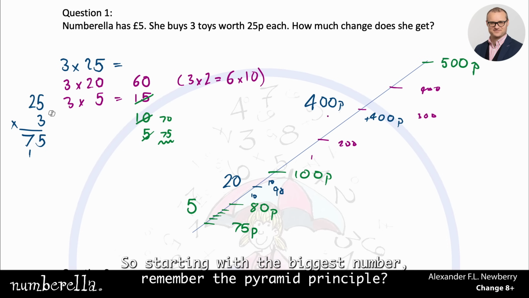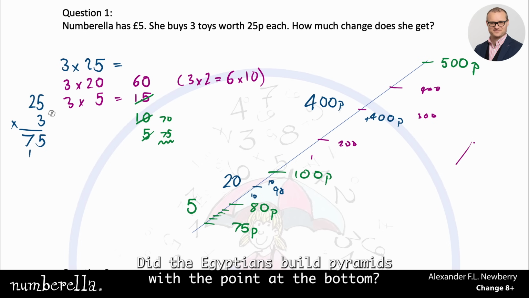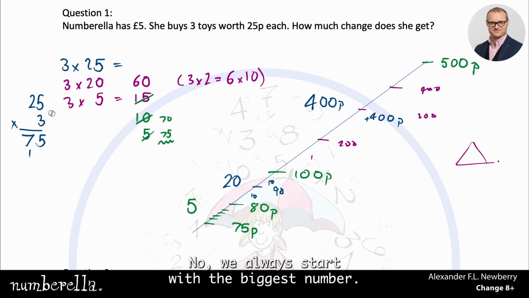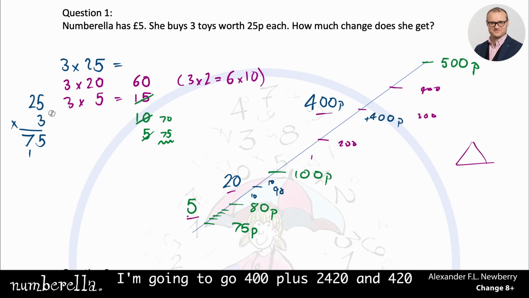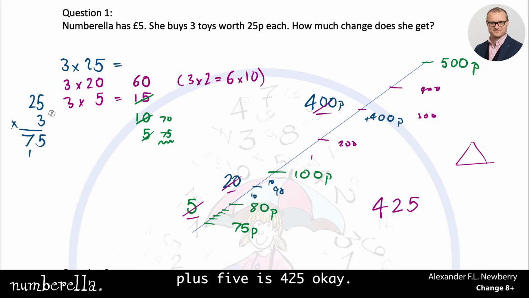So starting with the biggest number, remember the pyramid principle. Did the Egyptians build pyramids with the point at the bottom? No, we always start with the biggest number, it just makes sense. Okay, so we're going to start with the 400, then the 20, then the 5. We're going to go 400 plus 20 is 420, and 420 plus 5 is 425. Okay, so it's 425 pence.